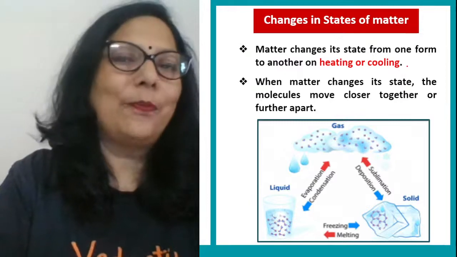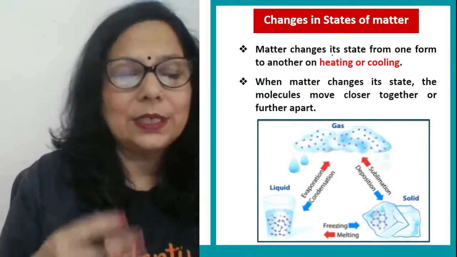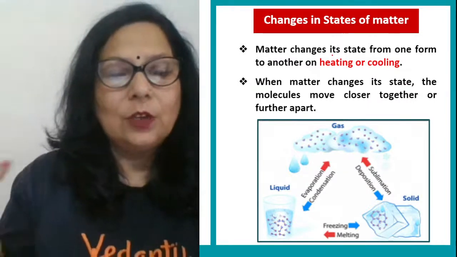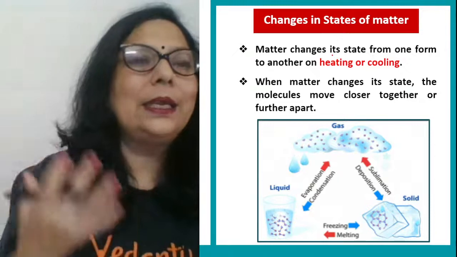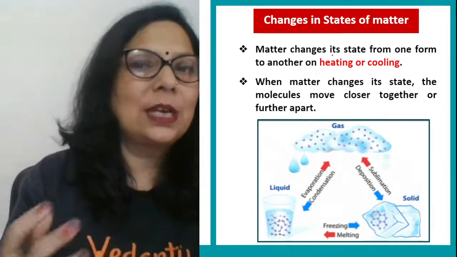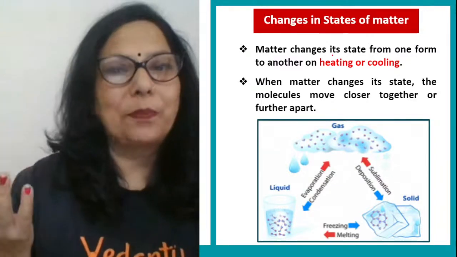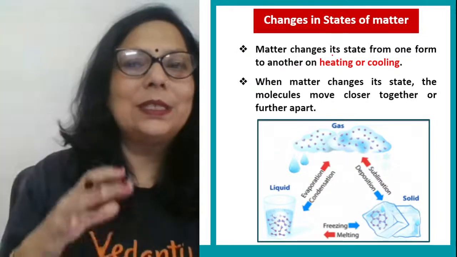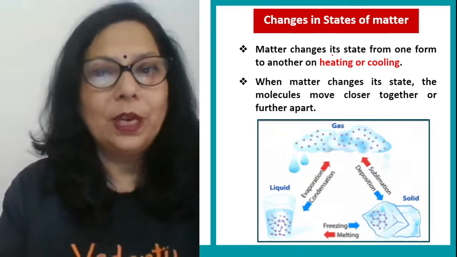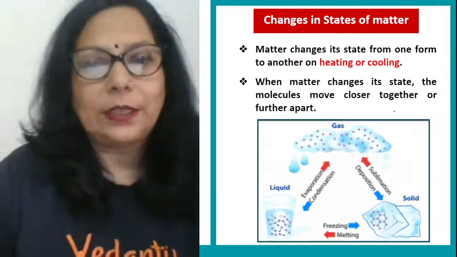Changes in state of matter. Now, all of you know that when matter changes its shape during a physical change, the states of matter can change. When you start heating the water, suppose it's ice, you keep it at room temperature, it starts melting, changes into water. When you heat it further, it can evaporate. So, matter changes its state from one form to another on heating or cooling. When matter changes state, the molecules move closer together or farther apart.